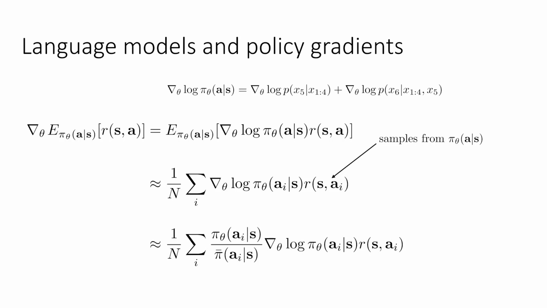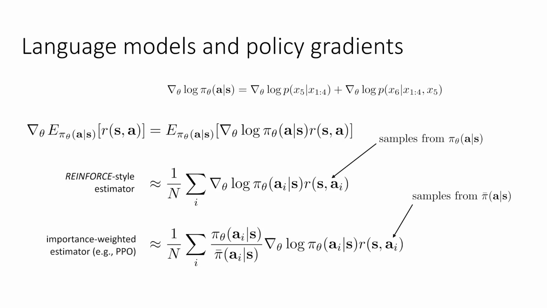You can also use an importance sampled estimator, where you might generate completions from some other policy and then use an importance weight to get a gradient for your current policy. And the samples can come from some other policy, pi bar. Pi bar could, for example, be a supervised training model. The first estimator is a REINFORCE-style estimator. The second one is an importance weighted estimator, such as PPO. The second class is a lot more popular for language models. You can take a moment to think about why that is.